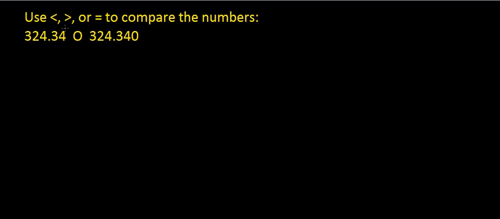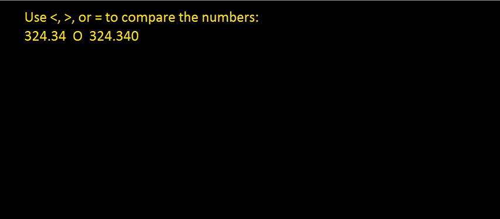Okay, we're going to take a look at comparing decimals again. The directions are use less than, greater than, or equal to compare the numbers. And we have 324 and 34 hundredths. And we're comparing that with 324 and 340 thousandths.